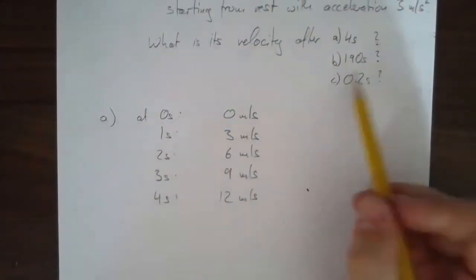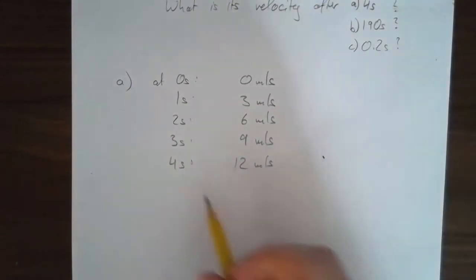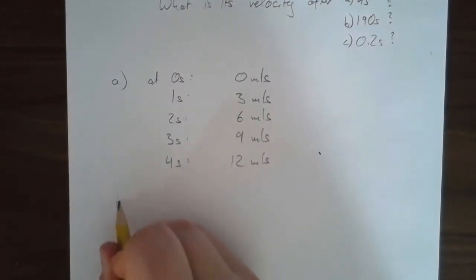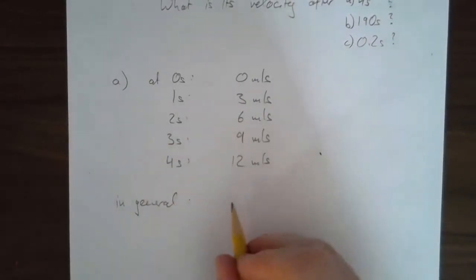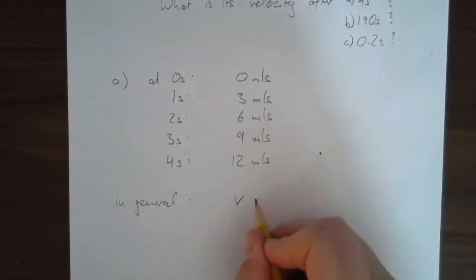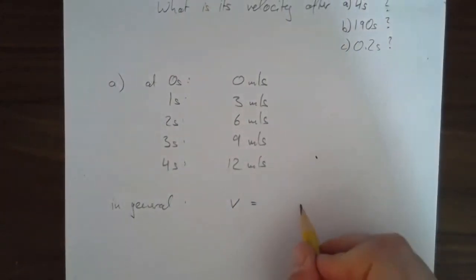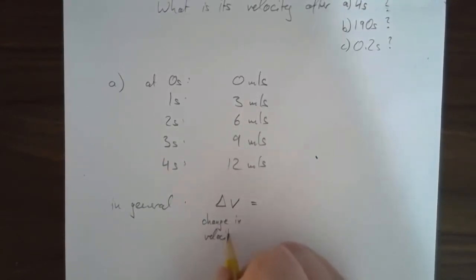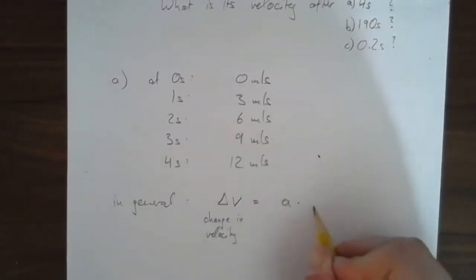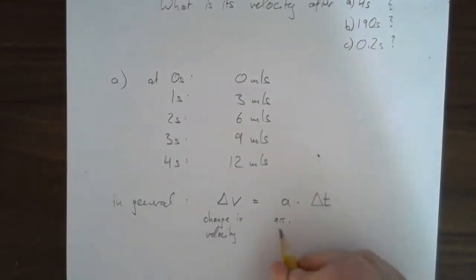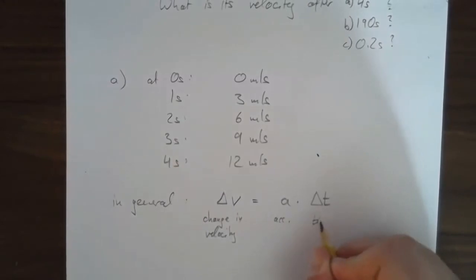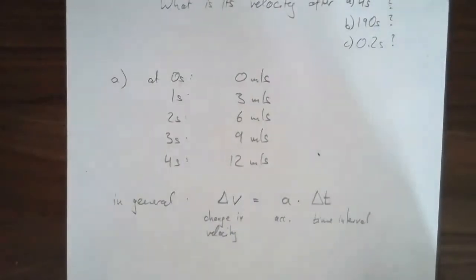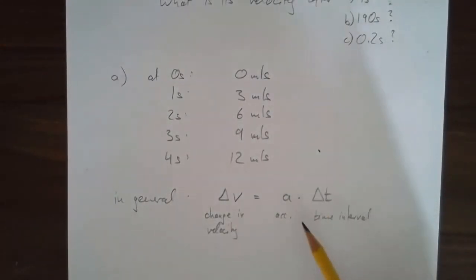Now, that's easy enough when you go up to 4, but I don't want to keep going to 190. So let's figure out the pattern. Well, we kind of already know. I'm going to use that in general. We have that the change in velocity, delta V, that means the change in velocity, is equal to the acceleration, abbreviated ACC, times the time interval during which the acceleration has occurred. Right, I'm writing the deltas. Remember, delta means change in, right? That's how we read those. So change in velocity is acceleration times time.